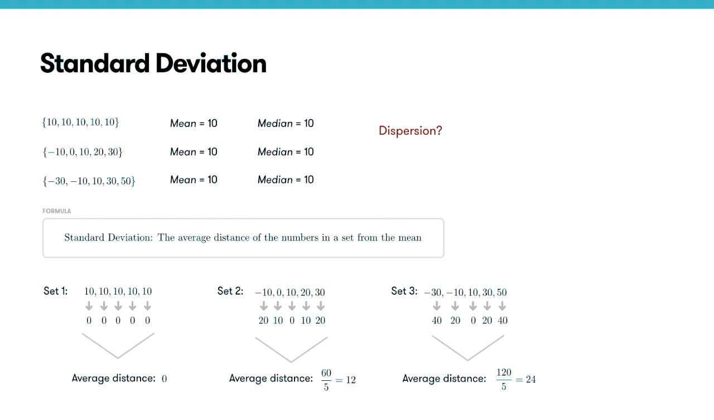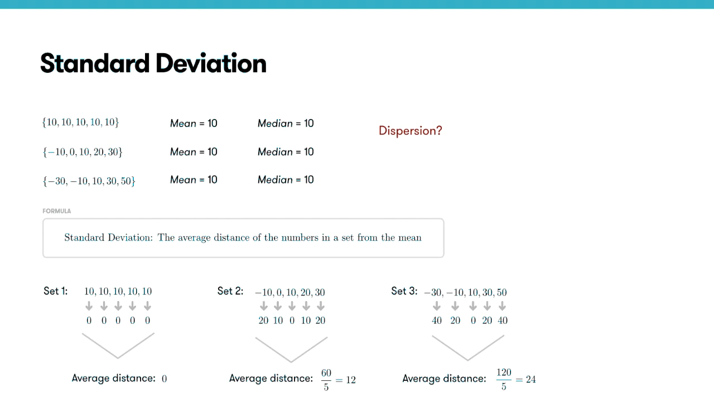Another important point here is to understand that standard deviation can never be negative. The smallest the standard deviation of a set can be is 0. Why? Because standard deviation measures distance from the mean. You can never have a negative distance, so you can never have a negative standard deviation.